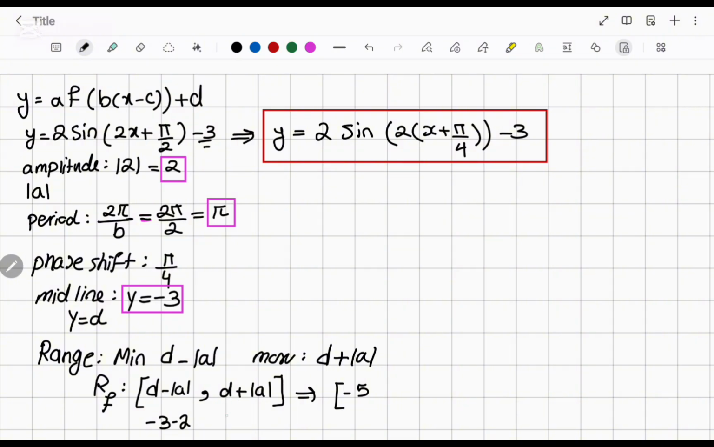And over here, again, the d is -3. That's what I mean by the d, right? And then plus a, which is +2, it's going to be -1. So the range of the function is going to be from -5 to -1. It means the minimum is going to be -5 and the maximum is going to be -1.